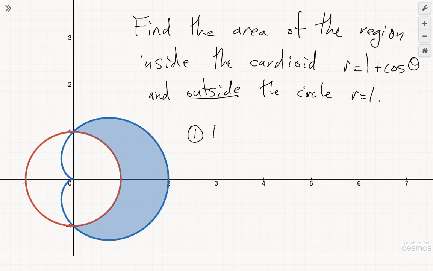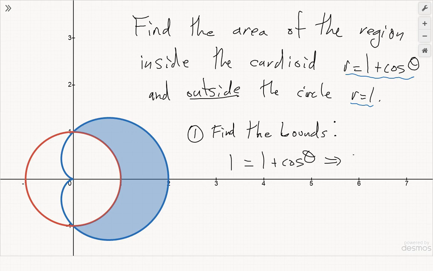So first, let's find the bounds. We can sort of see from our sketch, but to do this just from the equations, we'll set these two values of r equal to each other. So 1 equals 1 plus cos theta implies cos theta is 0, implies theta is plus or minus pi over 2, as we can see in this picture.